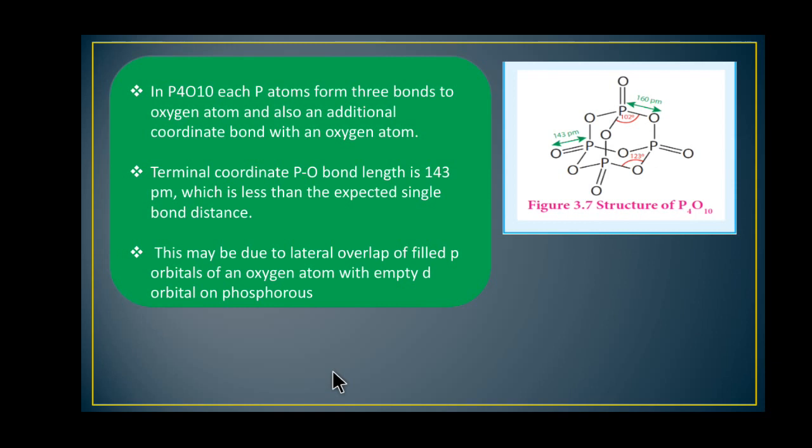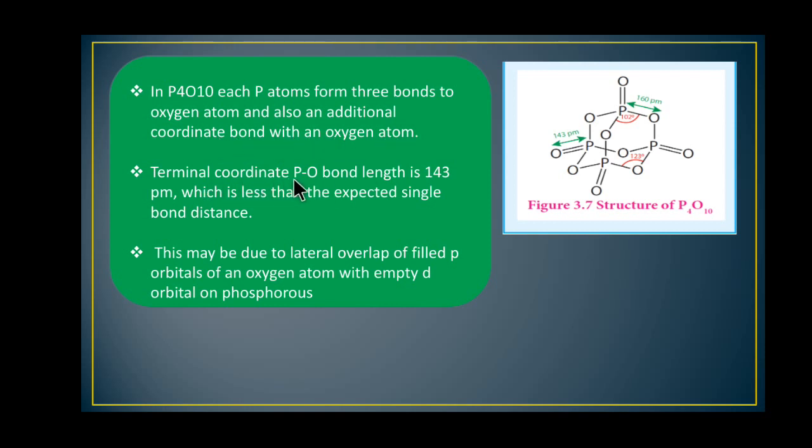Next, in P4O10, what is P4O10? Phosphorus pentoxide. It is in the vapor state. So how can we write? It is also possible to write 2P2O5, phosphorus pentoxide. In P4O10, each phosphorus atom forms 3 bonds to oxygen atoms and also an additional coordinate bond with an oxygen atom.